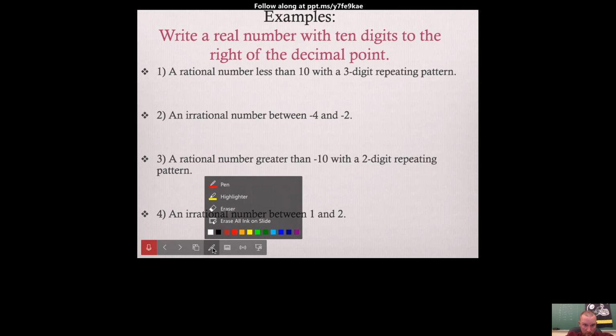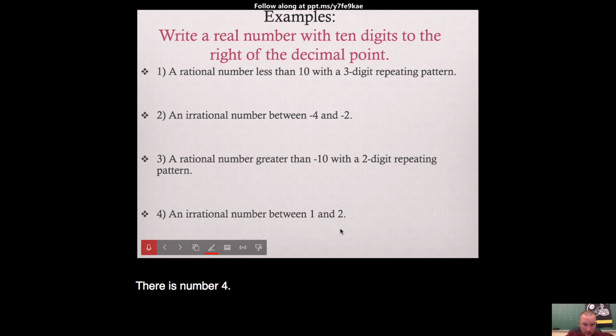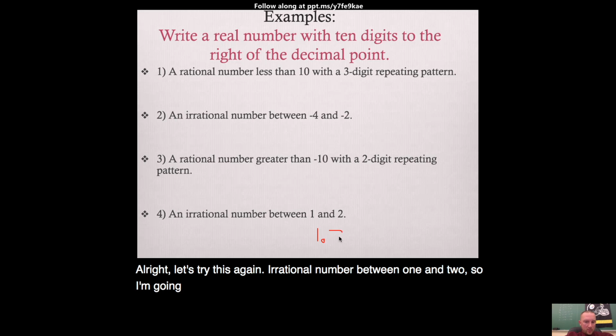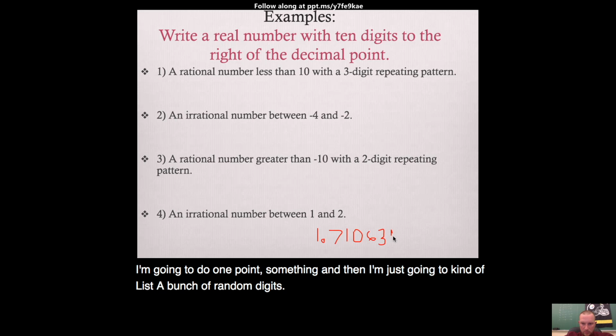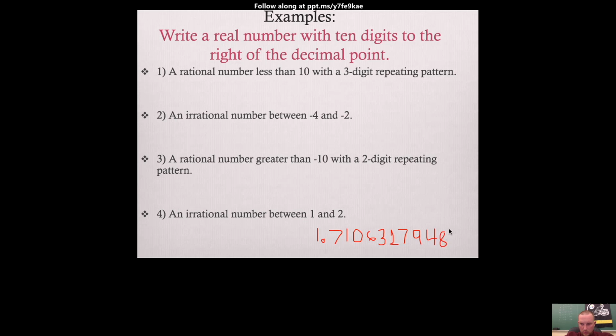All right, there's number 4. All right, let's try this again. Irrational number between 1 and 2. So I'm going to do 1 point something, and then I'm just going to kind of list a bunch of random digits. I don't know what's coming next. That's why it's irrational.